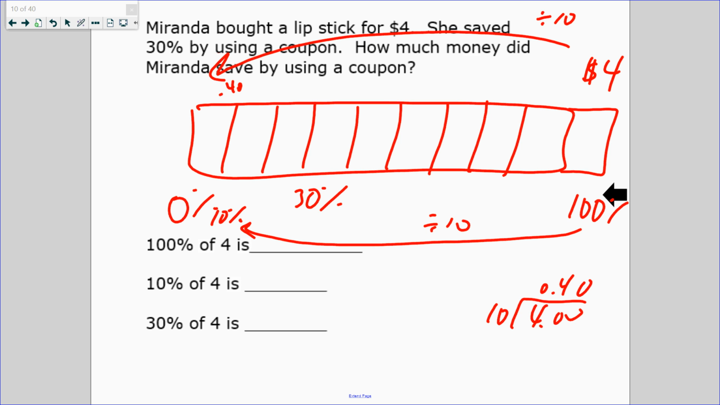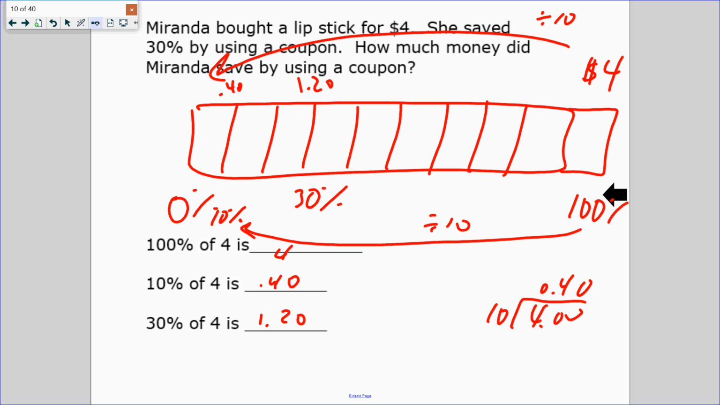So how do you build 10% to 30%? You triple it. What's triple, or times 3, 40 cents? That's $1.20. So 100% is $4, 10% is 40 cents, 30% is $1.20.